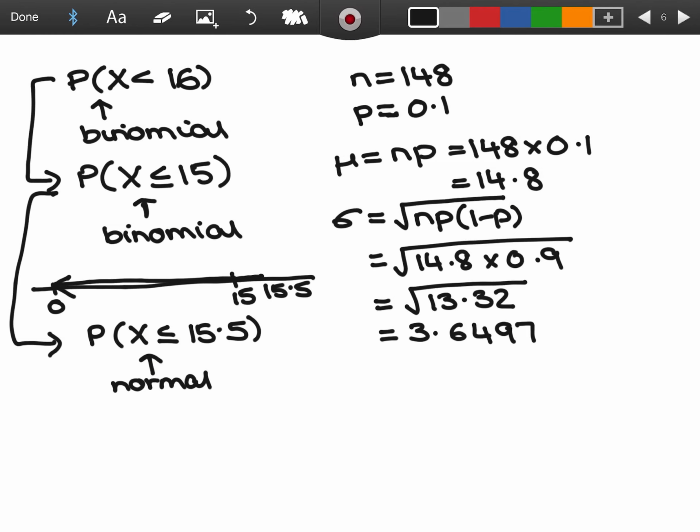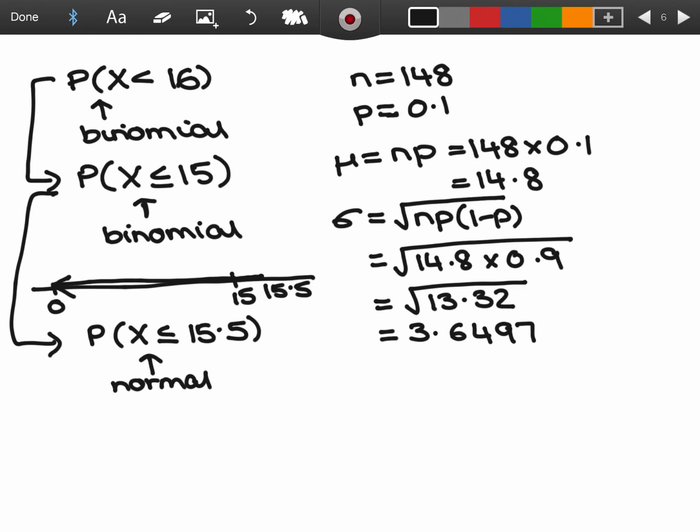Remember, the thing that people always forget is to always get it in terms of a less than or equal to or a greater than or equal to. If you have a strict inequality like we did at the top with x less than 16, don't try continuity correction up there. Always get it into a less than or equal to or a greater than or equal to before you apply continuity correction. So we have the probability that x is less than or equal to 15.5, with a mean of 14.8 and a standard deviation of 3.6497.